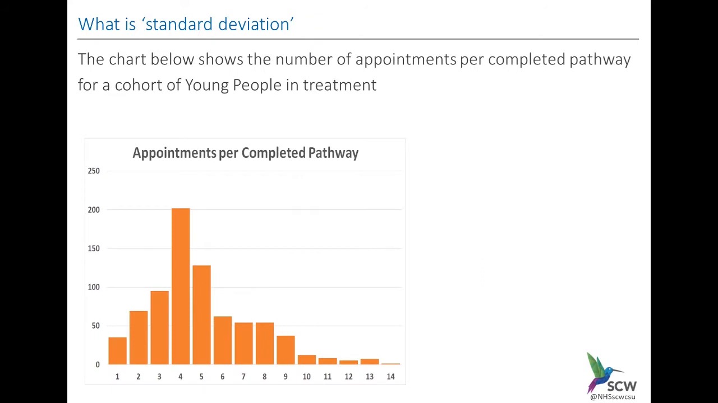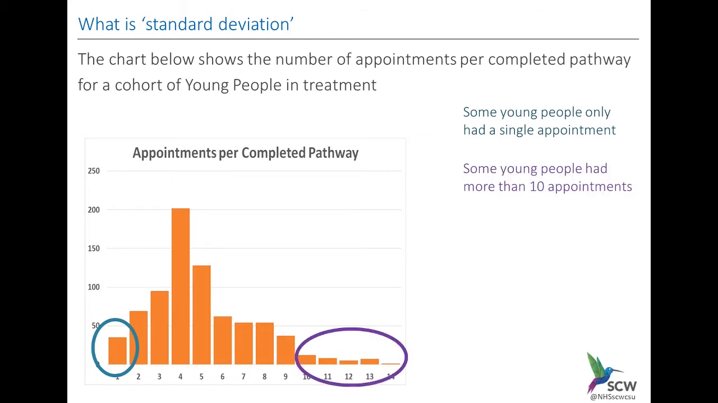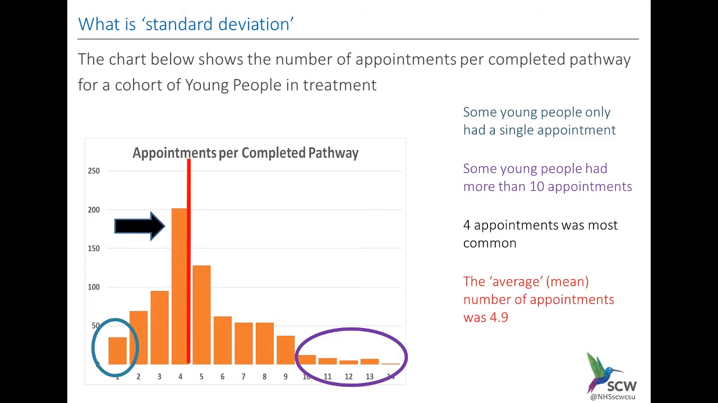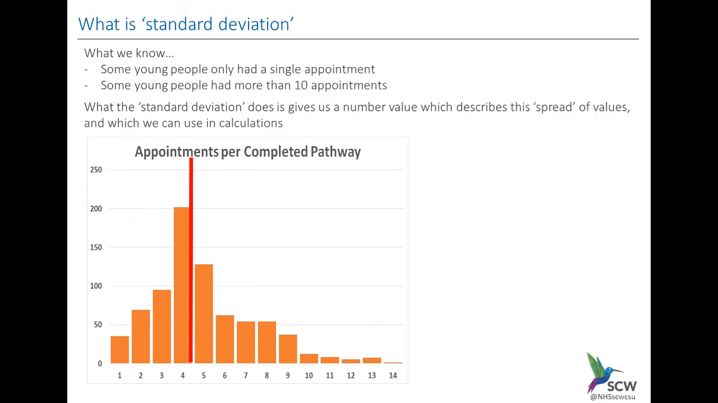This chart shows the number of appointments per completed pathway for a cohort of young people in treatment. From this chart, we can see some people had only one appointment, some had more than 10 appointments, the most common number of appointments was 4, and the average number of appointments is 4.9. Knowing this information, a standard deviation then gives us a numerical value to describe the spread of these values, which we can then use in further calculations.